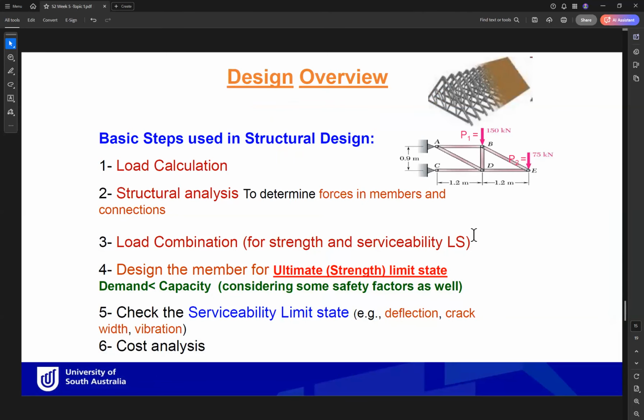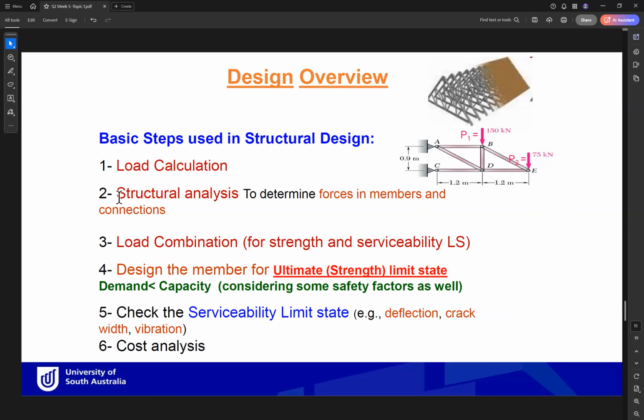Okay, so this is a brief example of the design of a truss type, and these are the steps of design. As you can see, we have a truss and we need to design the elements of this truss. The first step is the calculation of the structural system. Similar to what you have done in Structures 1, for example, we have B1 and B2, like 150 and 75, and so on. So this is the first step.